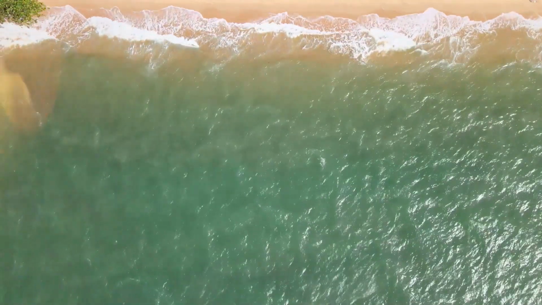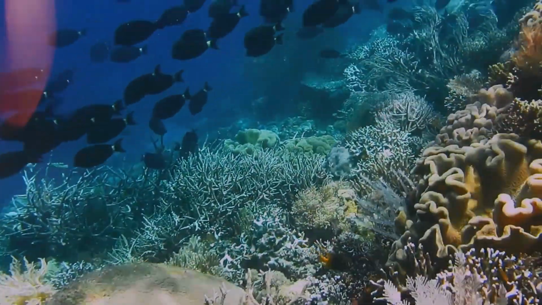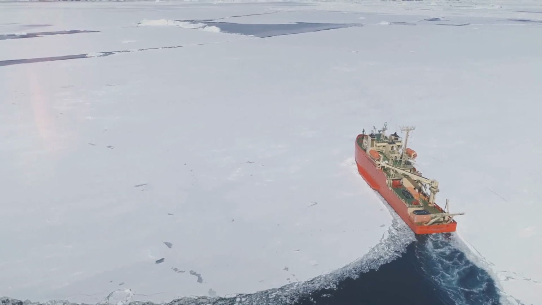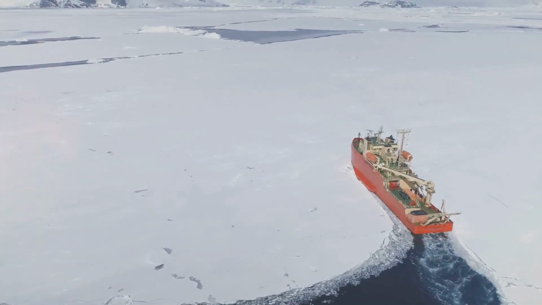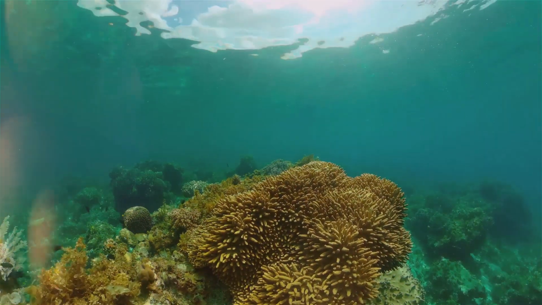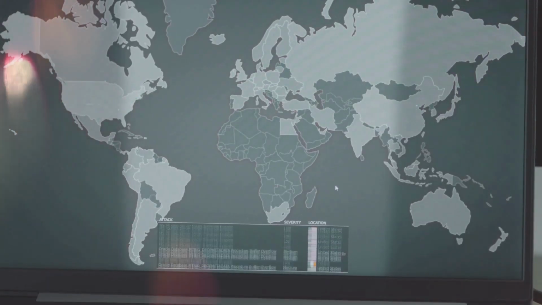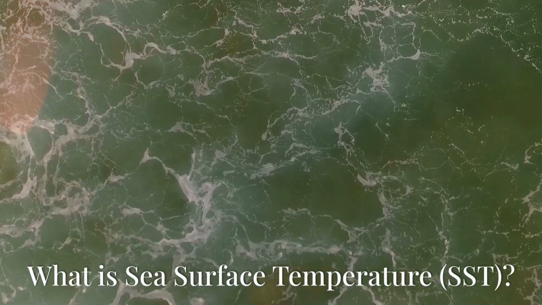The ocean's surface is a vast, dynamic environment that influences life across the planet. Sea surface temperature, or SST, plays a critical role in marine ecosystems, but rising temperatures are now threatening one of the ocean's most vital habitats, coral reefs. Let's explore SST patterns worldwide and their connection to coral bleaching.